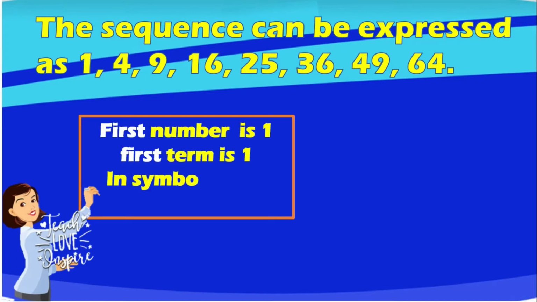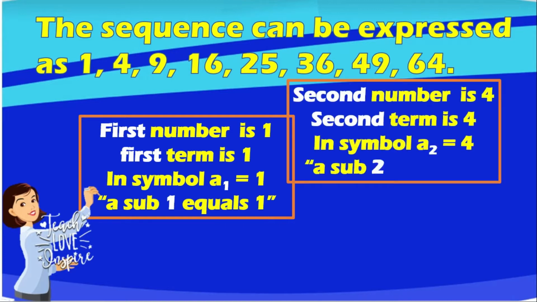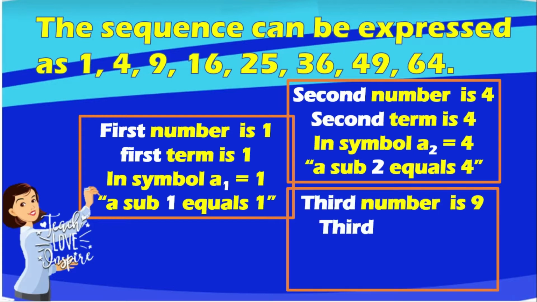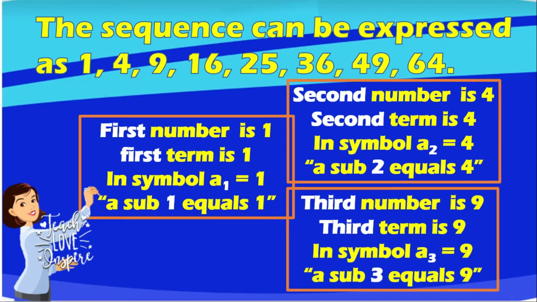The first number is 1, so that is our first term, 1. The symbol, like this, is read as a sub 1 equals 1. The second number is 4, so we say the second term is 4. The symbol we read as a sub 2 equals 4. The third number is 9. The third term is 9. Symbol, a sub 3 equals 9.